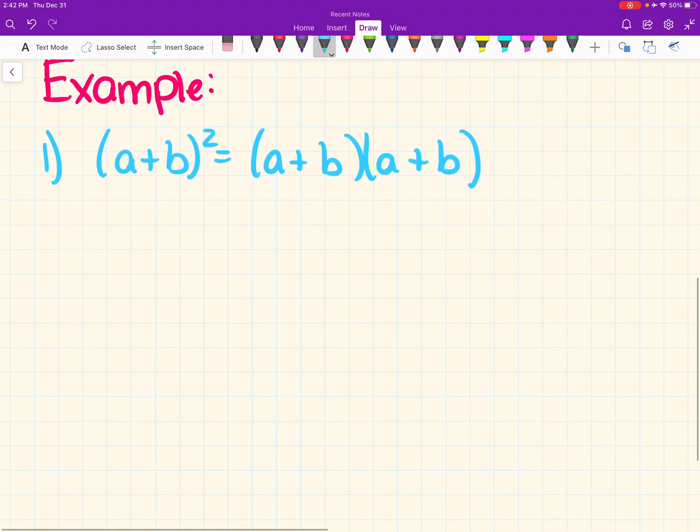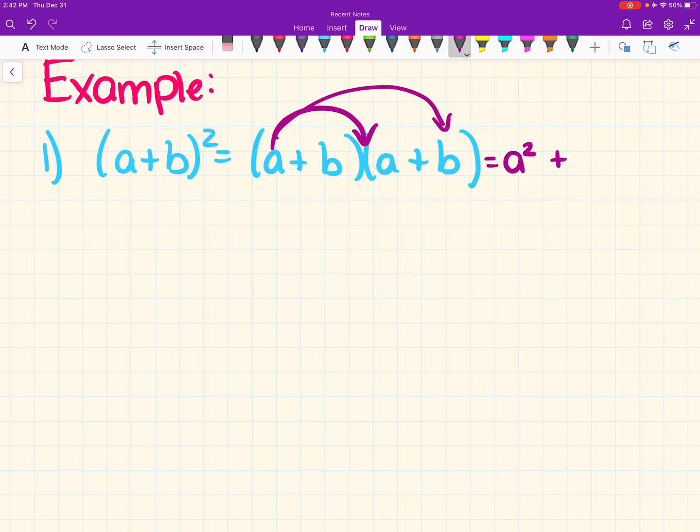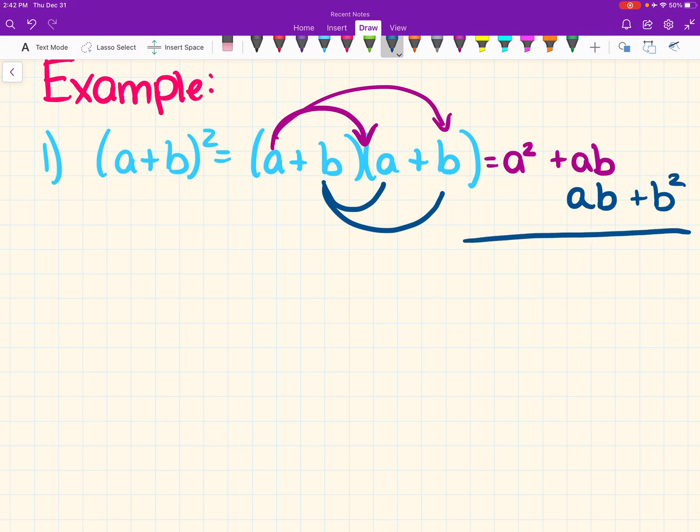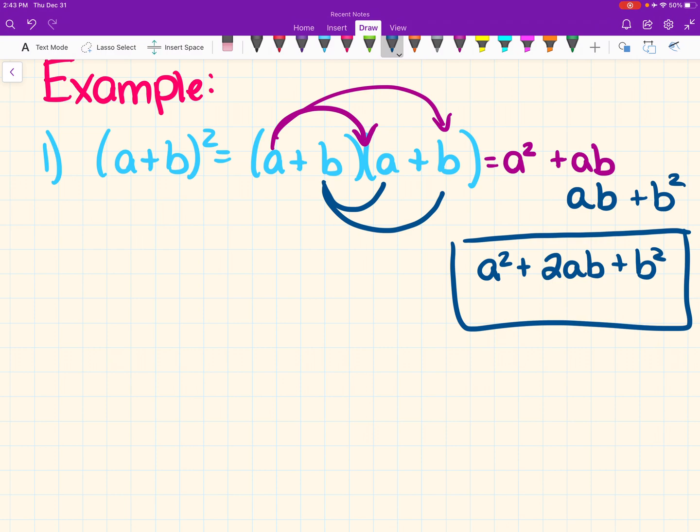Now, I don't know what your method is. Is it FOIL or box? But if you were to do this, and I'm going to do it my way, A times A is A squared. A times B is AB. B times A is still AB, so I'm going to stack that under AB. And B times B is B squared. So what I have is A squared plus 2AB plus B squared. Completely different than A squared plus B squared, so be careful.